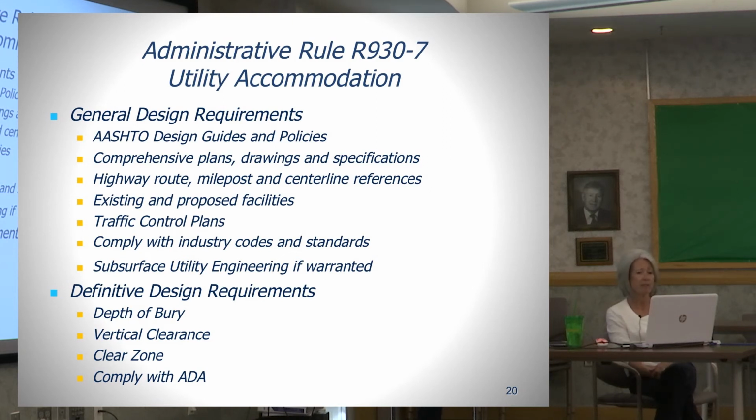The definitive design requirements, that's where you find things like depth of bury requirements, vertical clearance, clear zone, compliance with ADA requirements for utility installations. This section also requires utilities, cable companies that want to attach to another company's poles, to demonstrate approval from the owner of the poles before they can get an encroachment permit to place those facilities.